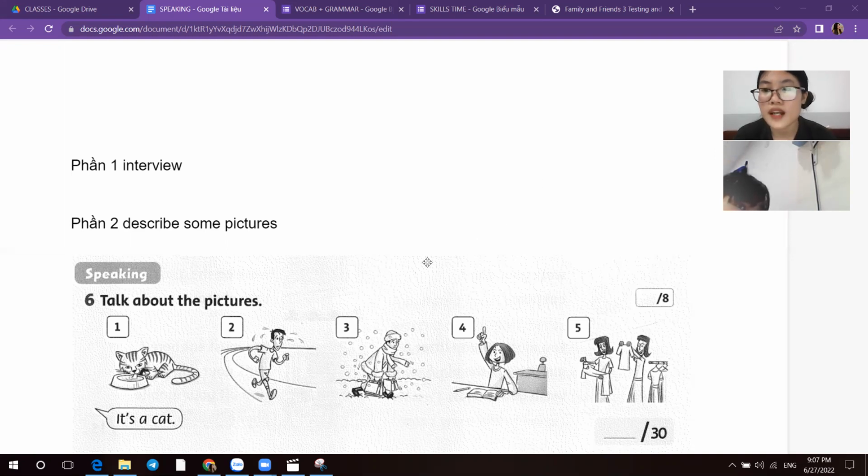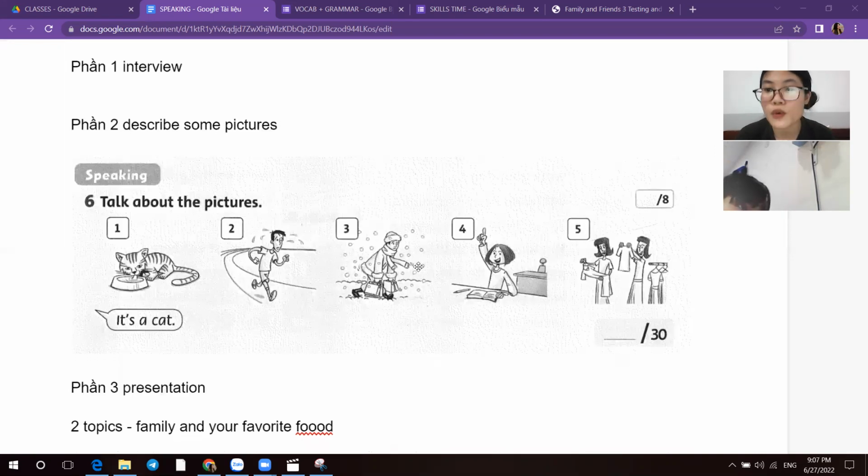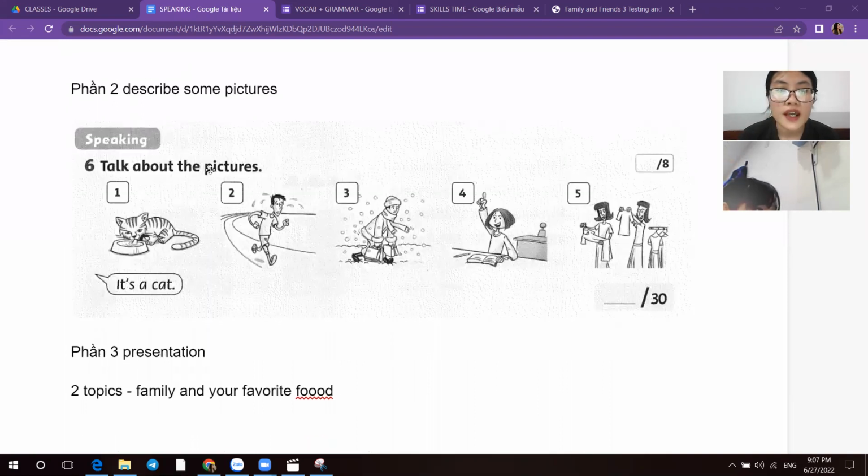Okay, so now we're gonna turn to part two. You need to look at the picture and describe. Okay, number one, what is this? See a cat. Yeah, it is a cat. Okay, so how about number two? What is he doing?